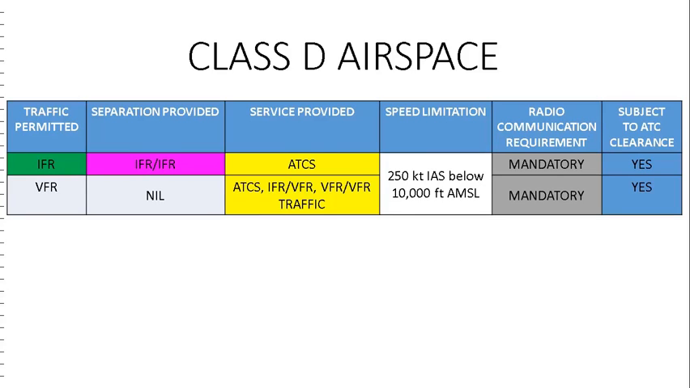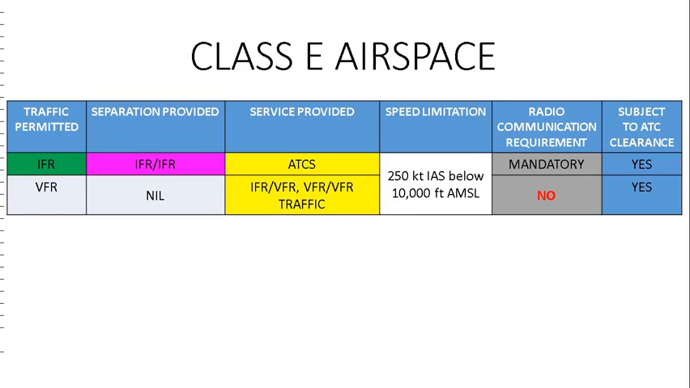Both are subject to a speed limitation of 250 knots indicated airspeed below 10,000 feet above mean sea level in Class D airspace. Radio communication is mandatory, and both IFR and VFR are subject to ATC clearances. Airspace in terminal areas, control areas, control zones, and aerodrome traffic zones have been classified and designated as Class D airspace.